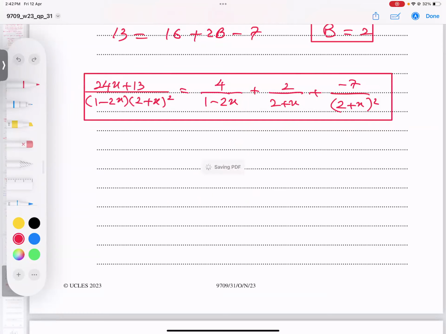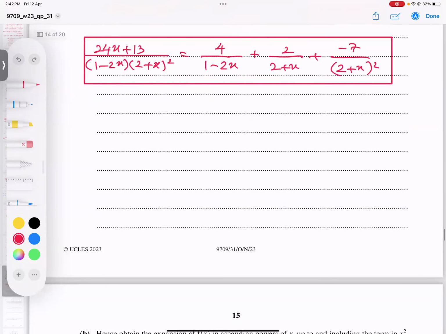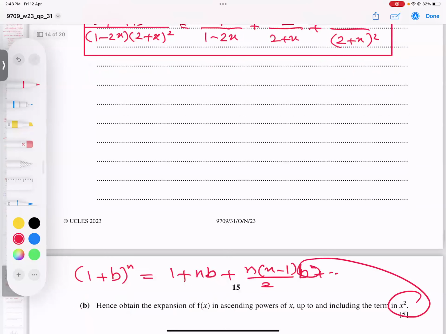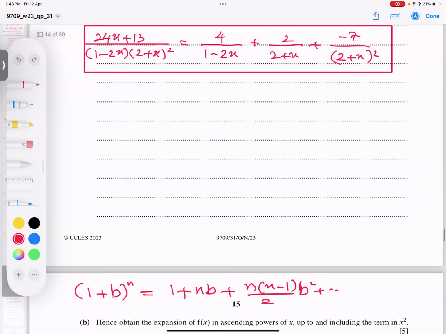Reason, because we have a formula. And what is the formula of binomial? I'm writing here (1 plus b) in power n. So 1 plus n into b, then n into n minus 1 over 2 factorial, into b square. And because we have to expand till power 2, that is why I'm stopping it here. So this +1 is required. So let's try to do it step by step.